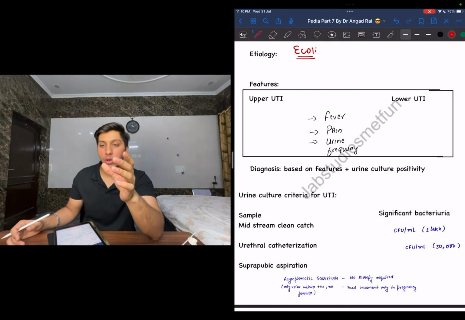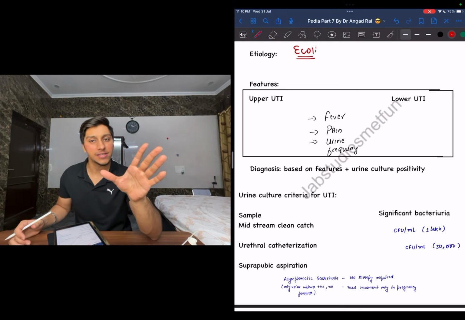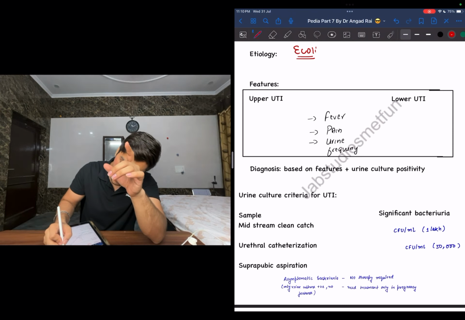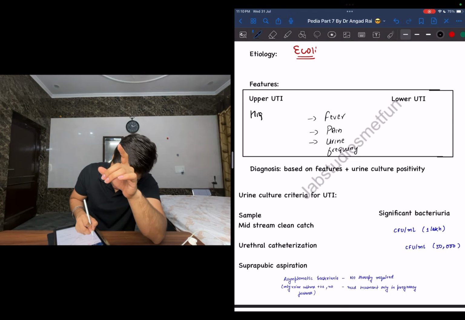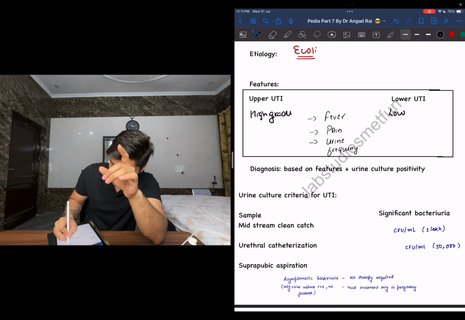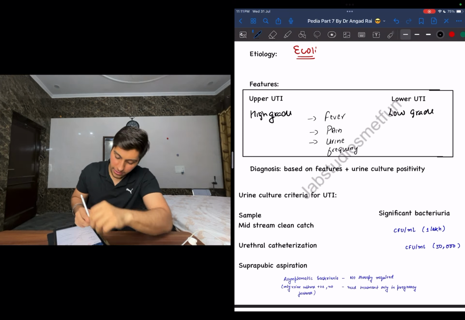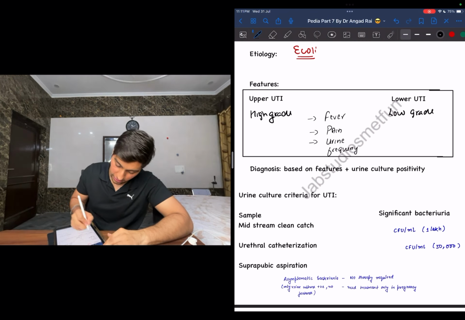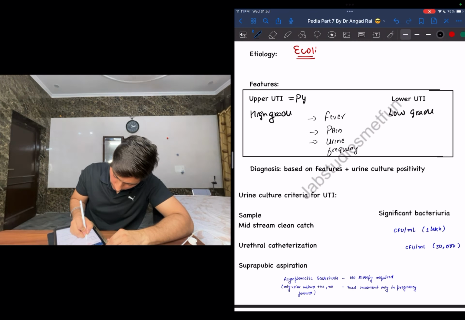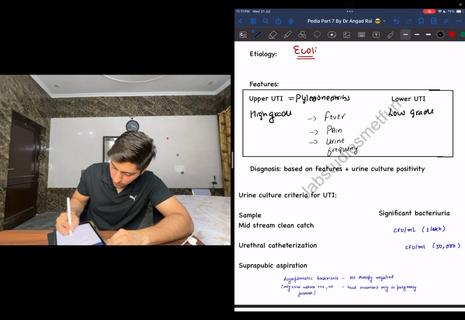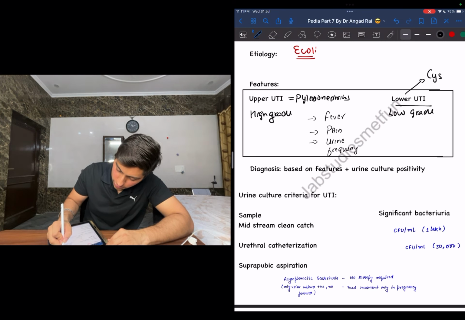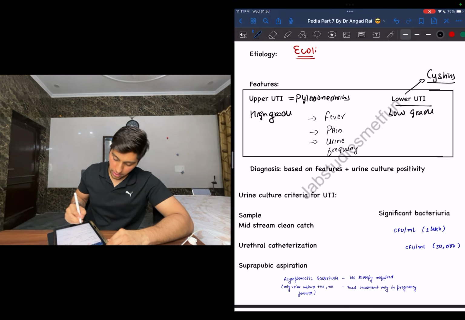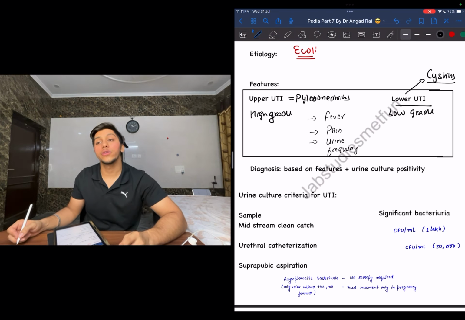Talking about the features, you have 2 types of urinary tract infection, upper and lower. They are defined on 3 things, okay? And these are the definitions which you need to know. Fever: in upper urinary tract infection, it is going to be high grade, while in lower, it is going to be low grade. The pain in upper is usually related to the kidney. Upper UTI is known as pyelonephritis, right? Lower UTI is also known as cystitis.